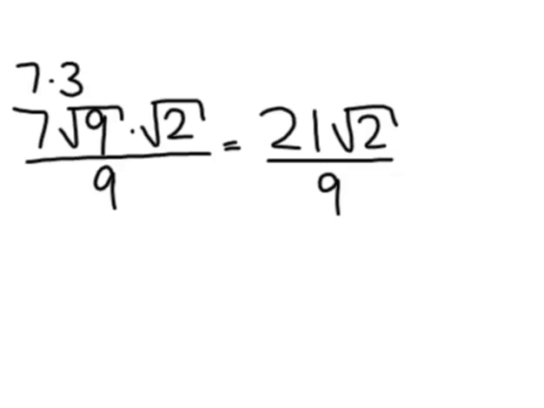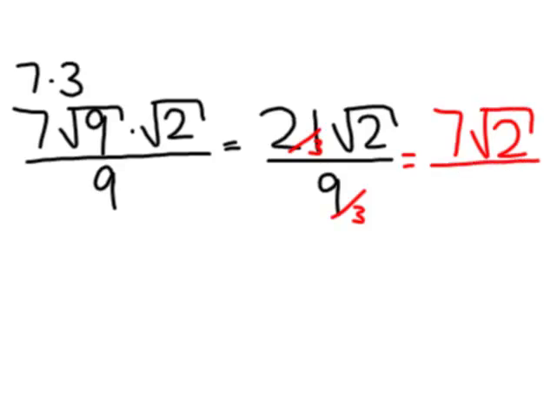We can't simplify our radical anymore, that square root of 2, but we have numbers on the outside that can be simplified. 21 divided by 9 can be reduced, not to a nice pretty number, still a fraction, but 3 goes into both of them. So 21 divided by 3 will give us 7. Can't forget that root 2. And in the denominator we end up with 3.